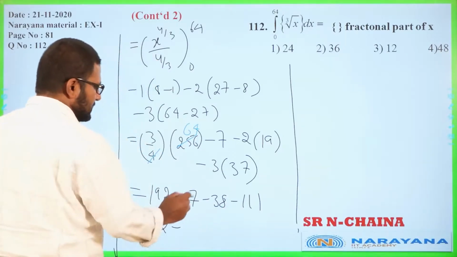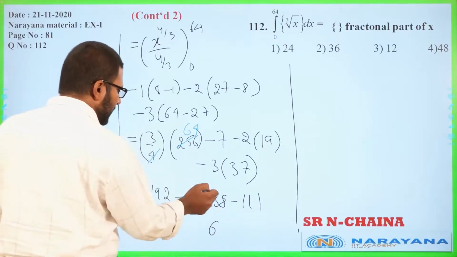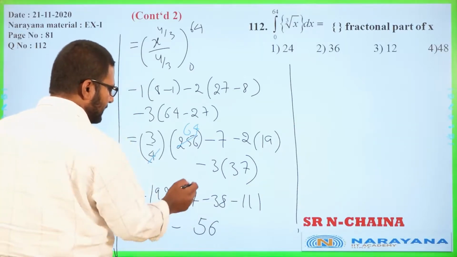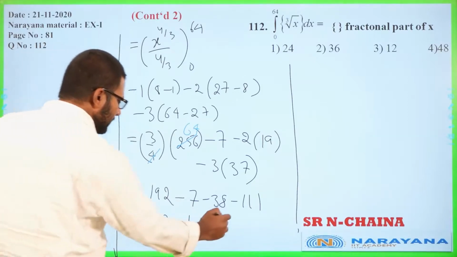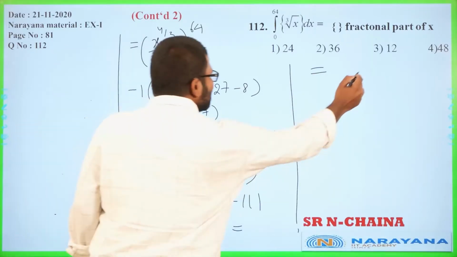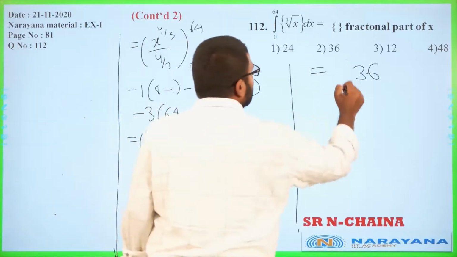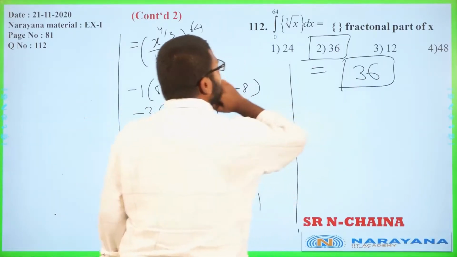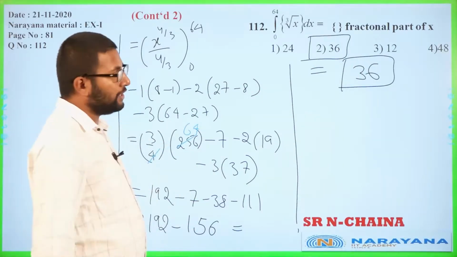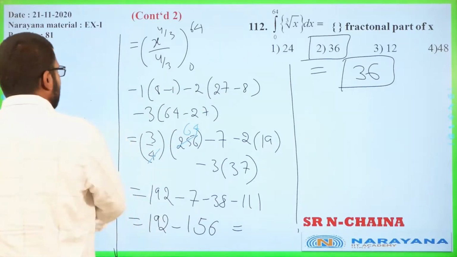192 minus 7 plus 8 is 15, 15 plus 1 is 16, 6 carry 1, 1 plus 3 is 4. Right? So 12 minus 6 is 6, so 8 minus 5 is 3 and 0. So 36 is the required fractional part, sorry, not the required fractional part, the required integral value. Got it? Okay, let us proceed.